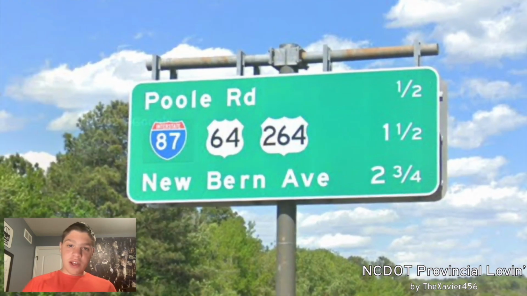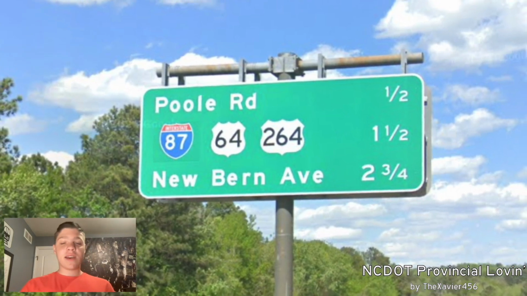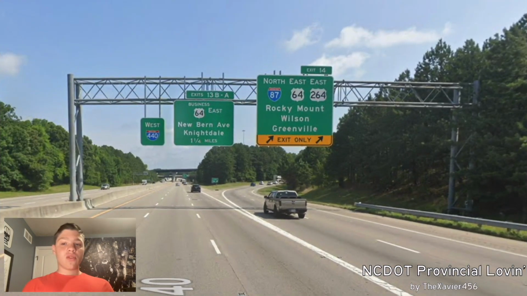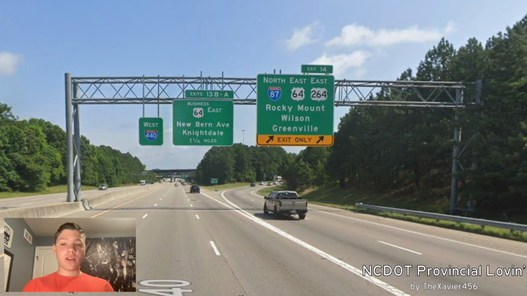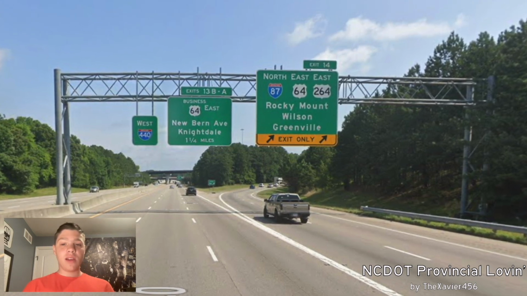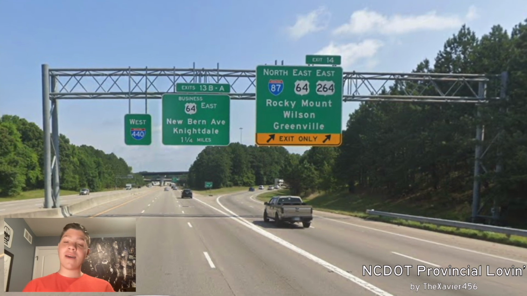Now, I just wanted to show you this, but this is a laundry list of exits that are upcoming. Pool Road, I-87, US 64, and US 264, and New Bern Avenue. Here is where I-87, US 64, and US 264 split, and they're signed for Rocky Mount, Wilson, and Greenville. And we can also see Business 64 is coming up, and it's just signed for New Bern Avenue and Knightdale.